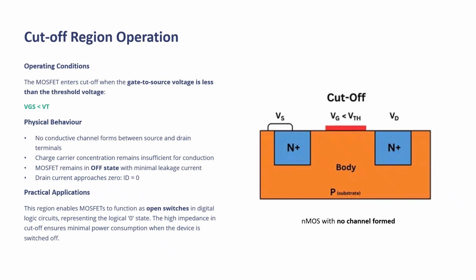Practical applications of the operation: the region enables the MOSFET to function as an open switch in digital logic circuits, representing the logic zero state. The high impedance in cutoff ensures minimal power consumption when the device is switched off. So here in the picture, we can see the cutoff region operation, the source and the drain, and it is clearly showing the operating condition that VGS should be less than VT.